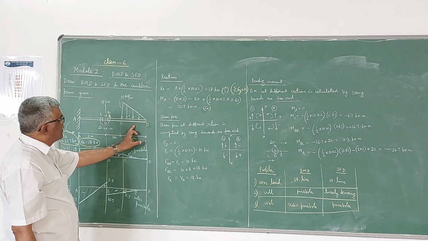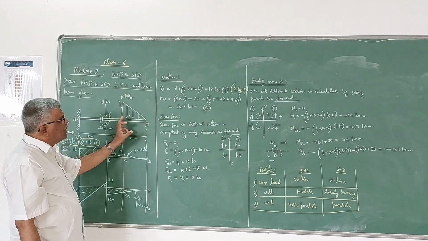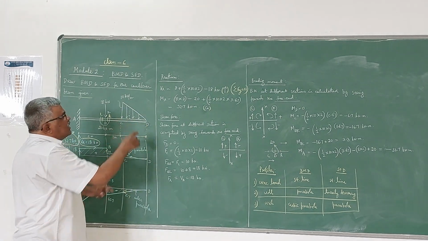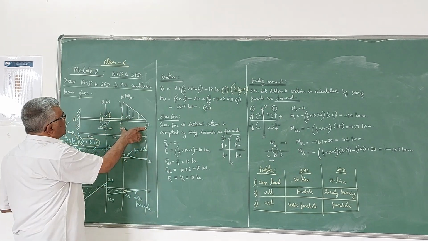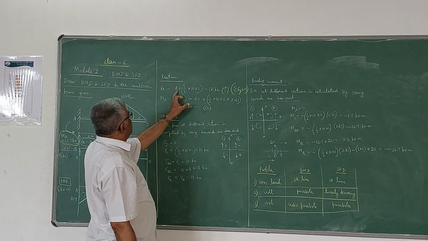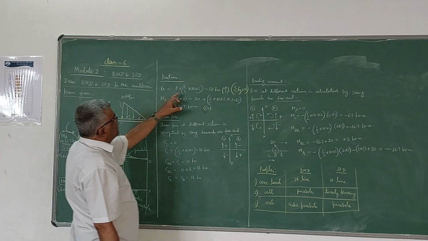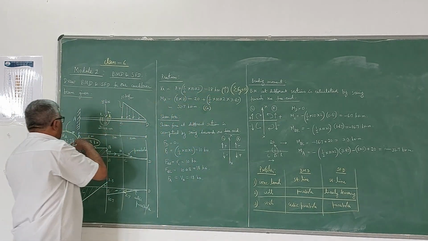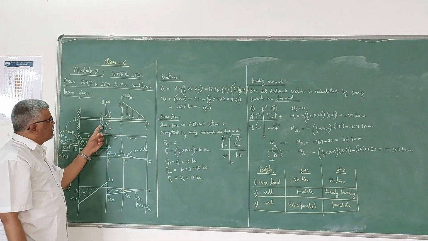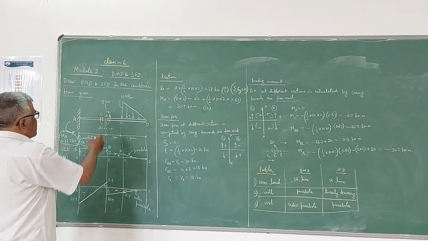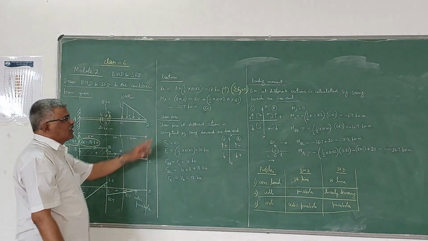The triangular UDL is converted to an equivalent concentrated load. So the equivalent concentrated load is nothing but the area of the triangle, which is half into 2 into 10. So that means your total downward force is 8 plus half into 2 into 10, which is nothing but 18 kN. That is equal to your reaction. Please note that when you are calculating the vertical reaction, the external moment is not considered. So this 20 kN-m is not considered.